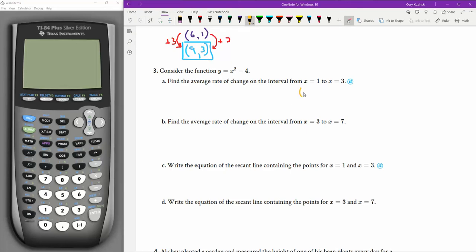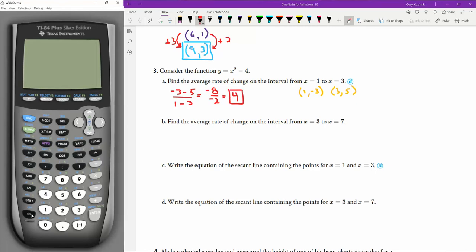When x is 1, y is negative 3. And then when x is 3, 3 squared is 9. 9 minus 4 is 5. So now that I've got those values, I can use them to figure out my average rate of change. So let's go change in y, negative 3 minus 5, over change in x, 1 minus 3. That would give us negative 8 over negative 2, which equals an average rate of change of 4.